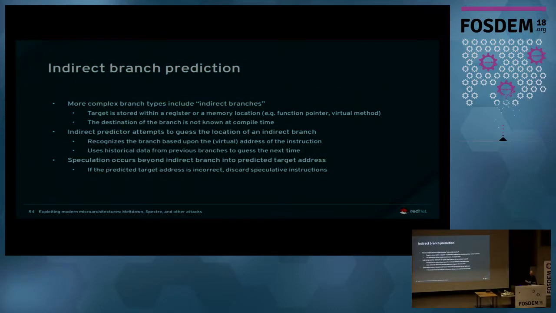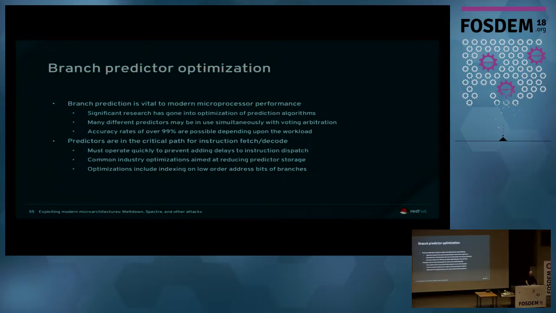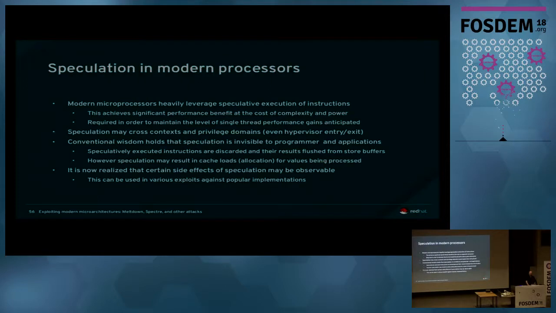Okay, and then I have a variant of those conditional branches I talked about called indirect branches. That's when I have what you would call a virtual method or some kind of function pointer. I don't know where I'm going to go to. I also have hardware that, a bit like what I described before, can guess indirect branches in my programs. I'm going to skip through the optimization.